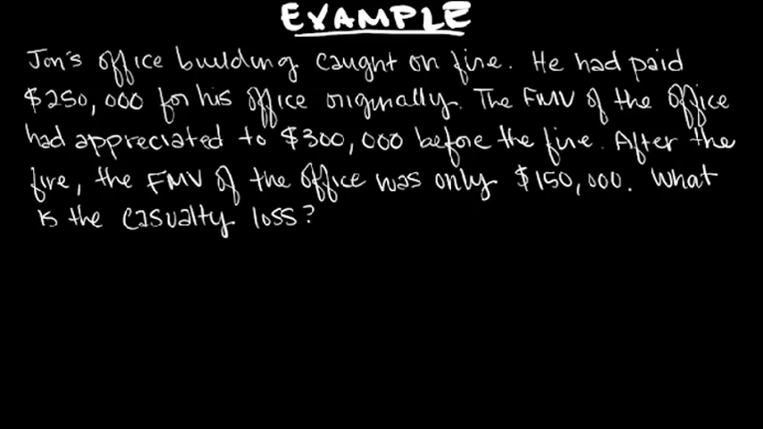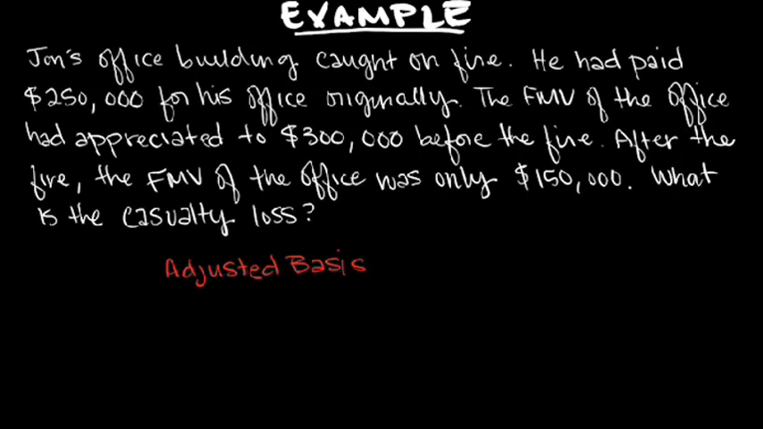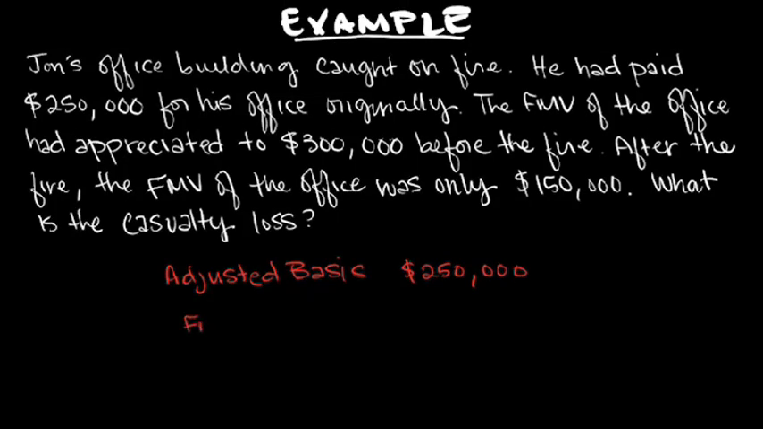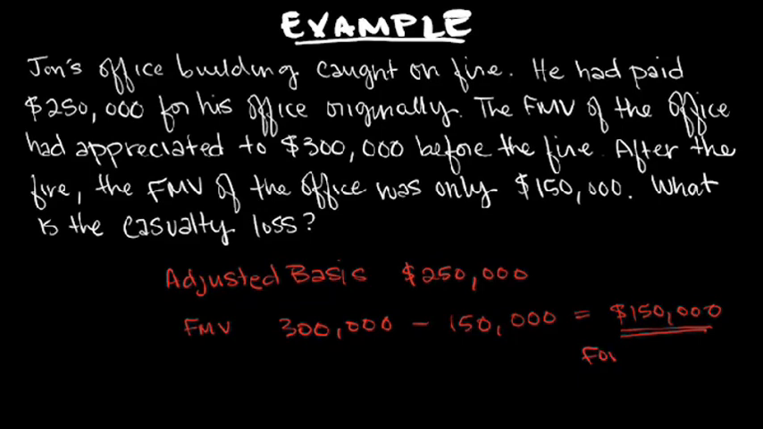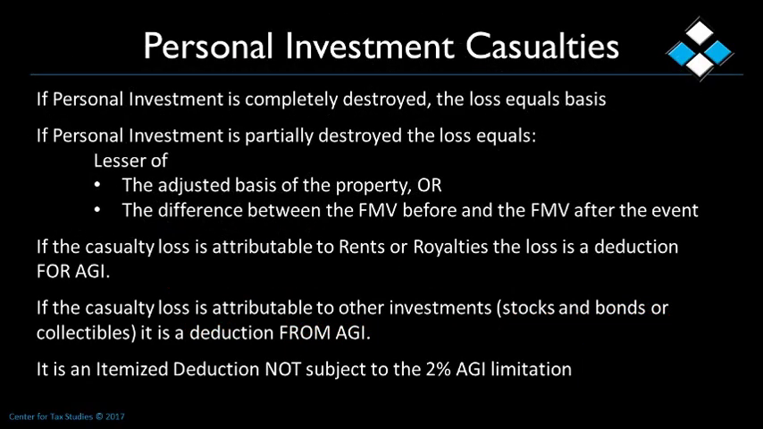And we take either the lesser of the adjusted basis, which here was $250,000, or the fair market value before, which was $300,000, minus the fair market value after, which was $150,000, resulting in $150,000 as the second alternative. We take the lesser of the two, so his loss for the building was $150,000. This is a for AGI deduction.